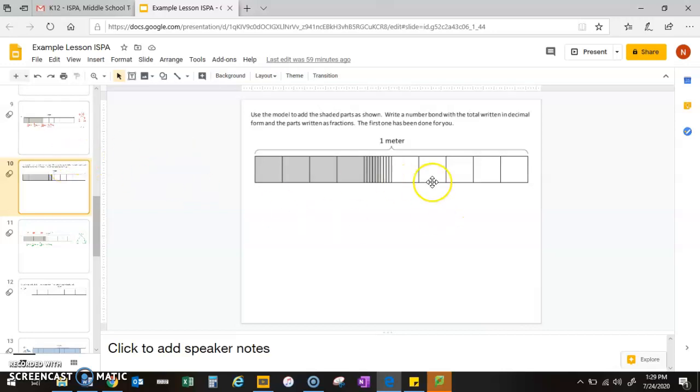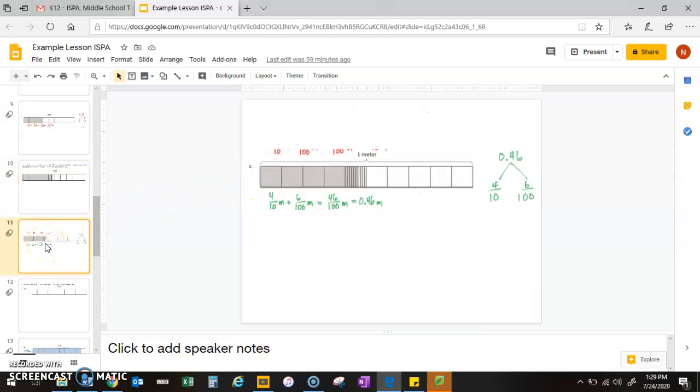So they would be doing this one on their whiteboard independently. So that was the I do, we do, you do. In the virtual setting, the students would be doing that on their whiteboard. And then we would go over this together.